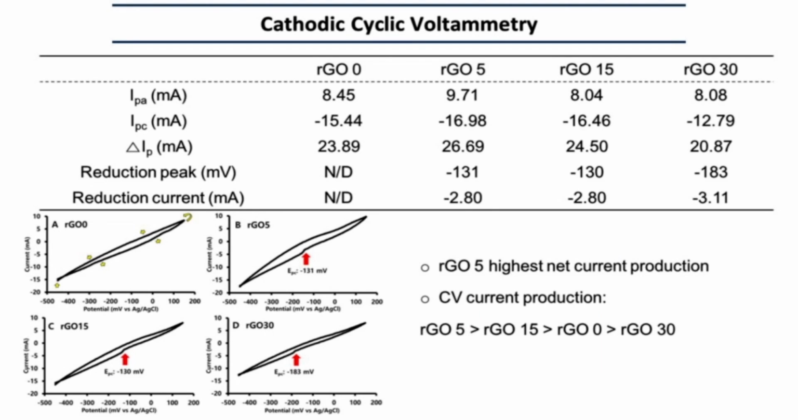The maximum and minimum currents in cyclic voltammetry were compared. RgO15 was the highest, producing a current of 26.7 mA. The reduction peaks for RgO5 were at -131 mV, RgO15 at -130 mV, and RgO30 at -183 mV. On the other hand, there was no reduction peak at RgO0.